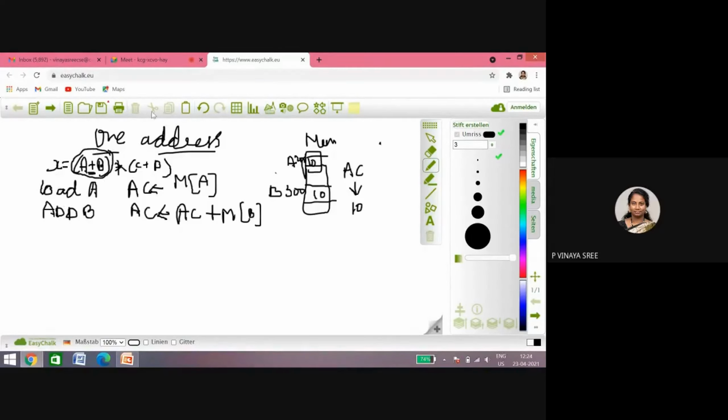So this is completed. Now for this operation, I cannot go directly for load c. If I do load c, what happens? Can anyone tell me? Now the result in the accumulator is what? Is it 10 or 20? The 20, ma'am.